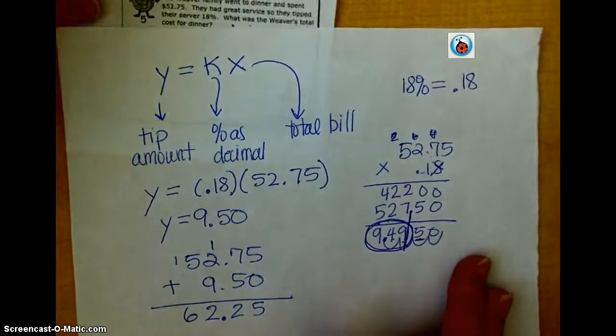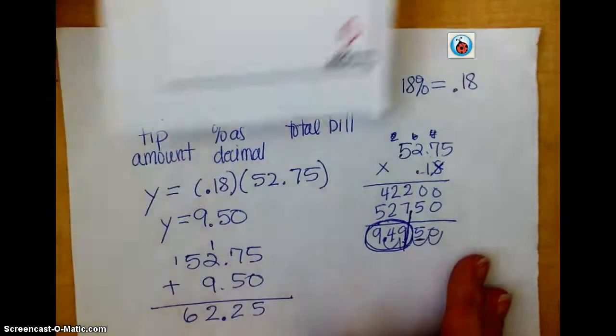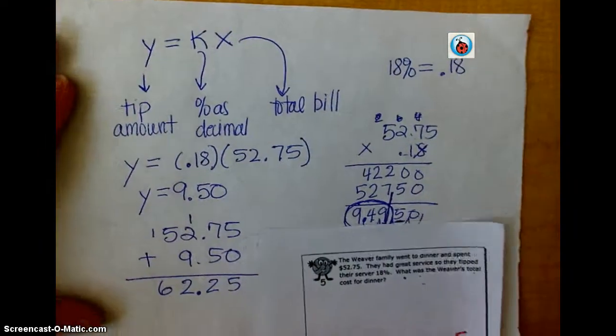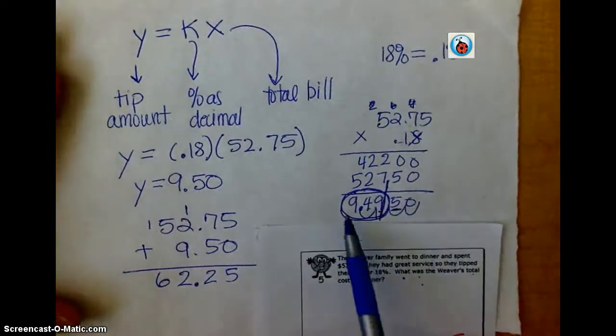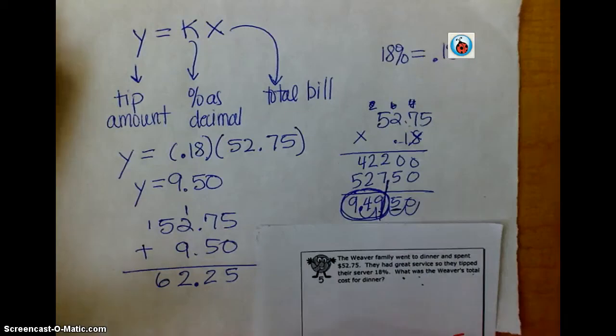If your amount is somehow off just a little bit, you might have rounded or not rounded the $9.49. If you didn't, you probably got $62.24. Please ask your teacher if you have any other questions.